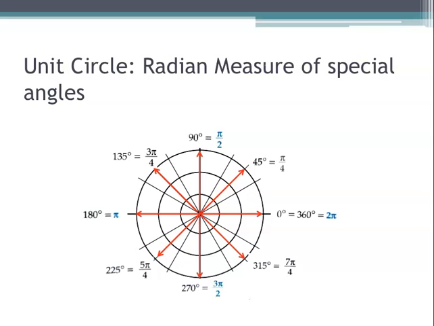Okay, so you can notice all the ones that relate to the 45-degree angle, all in radians, were over 4. All right, let's keep going.